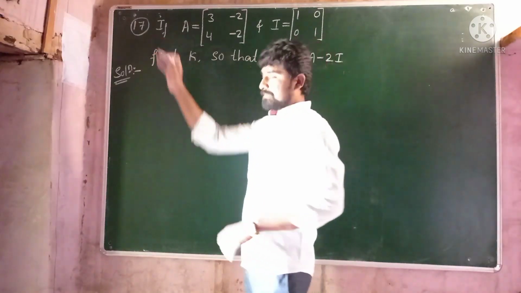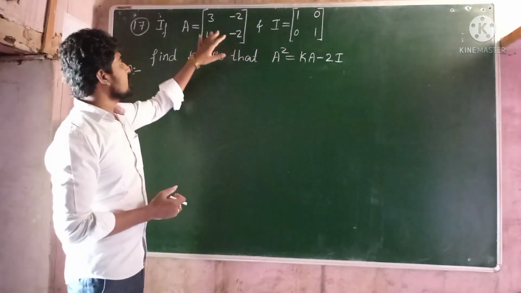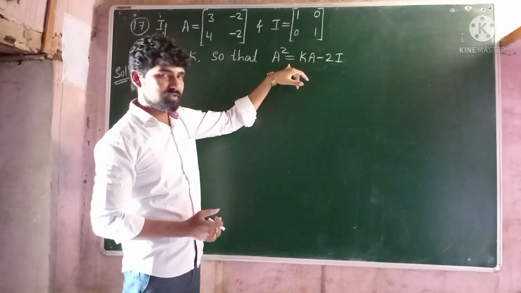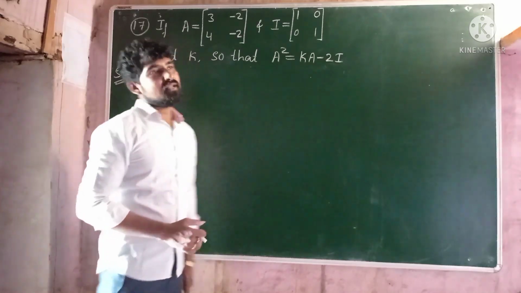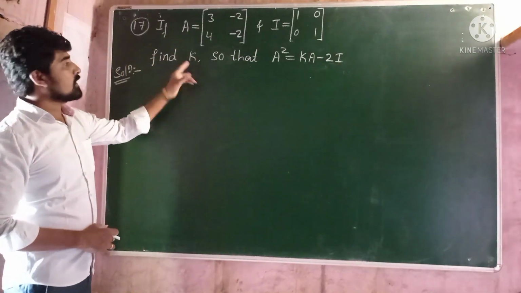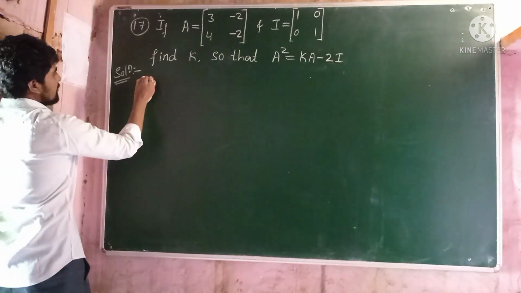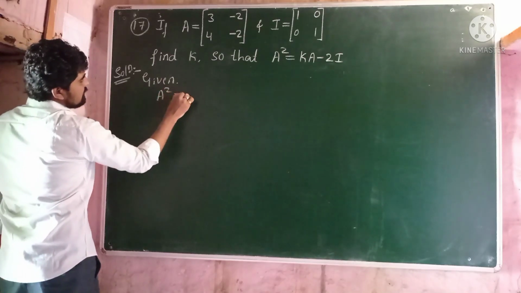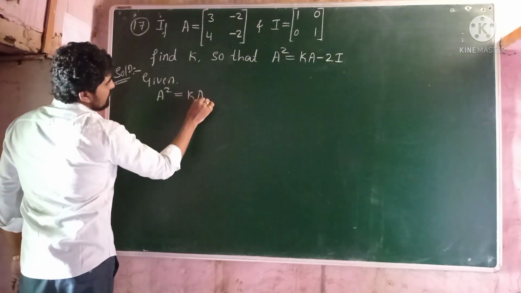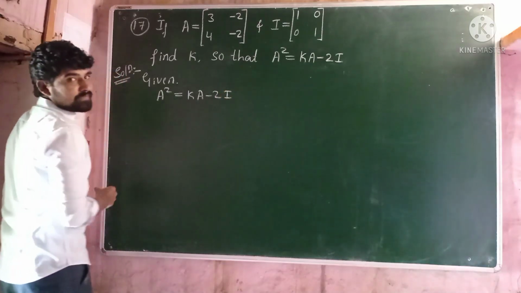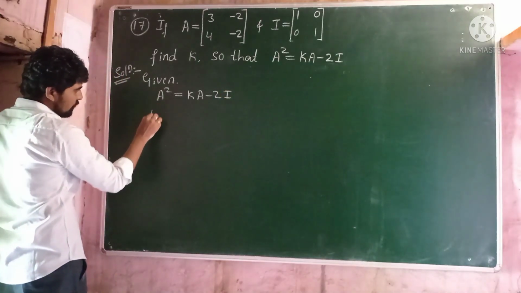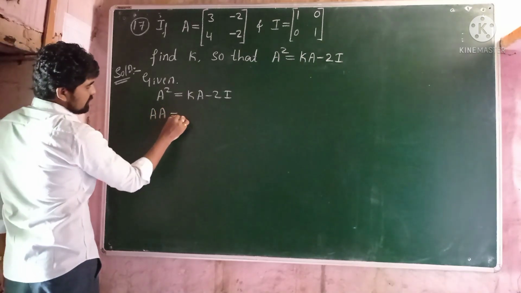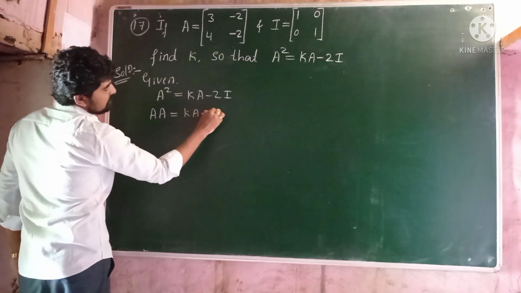Now the 17th question. Here he has given that if these given matrices A and I satisfy this given equation, A square is equals to kA minus 2I, then find the value of k. So let's start the solution. Here he has given that A square is equals to kA minus 2I, and as you know, A square matrix is obtained by multiplying the matrix A with A, which is equals to k into A matrix minus 2I.